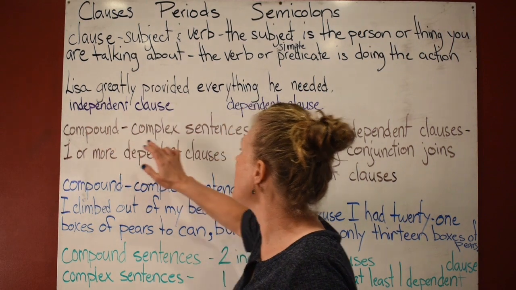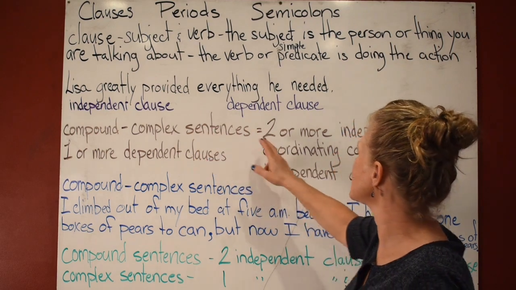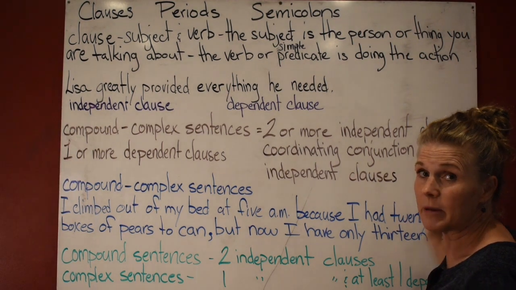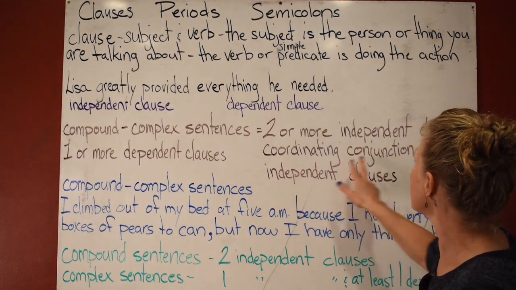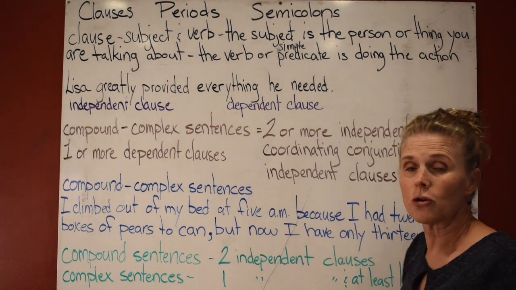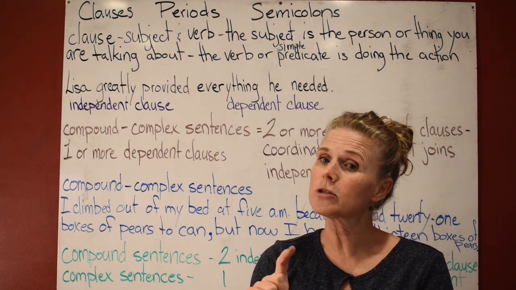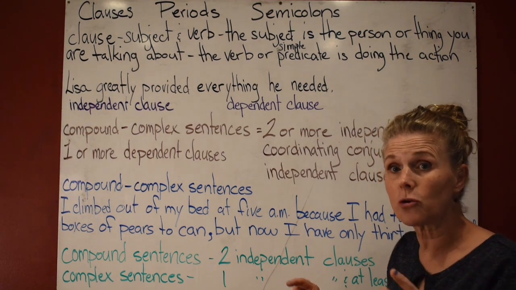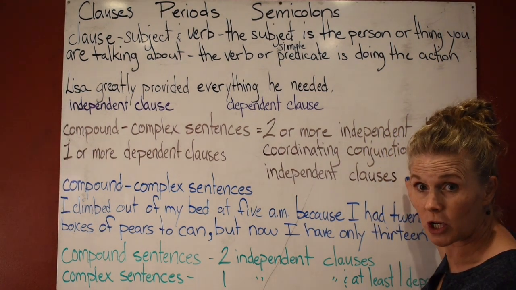Now we're going to talk about different types of sentences. This one we're going to talk about is the compound complex sentence. All right? Compound complex sentences have to have two or more independent clauses. That means that clause can stand all by itself. And they have coordinating conjunctions that join the independent clauses together. So it's two independent clauses that are joined by a coordinating conjunction. They can also be joined by a semicolon, but we'll talk about that in a little bit. But most of the time, you're going to have them joined by a coordinating conjunction.